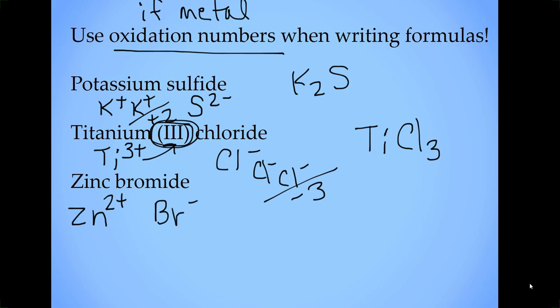It's a halogen. I cannot just put these together. I have to have 2 bromines. And so I will write the formula ZnBr2.